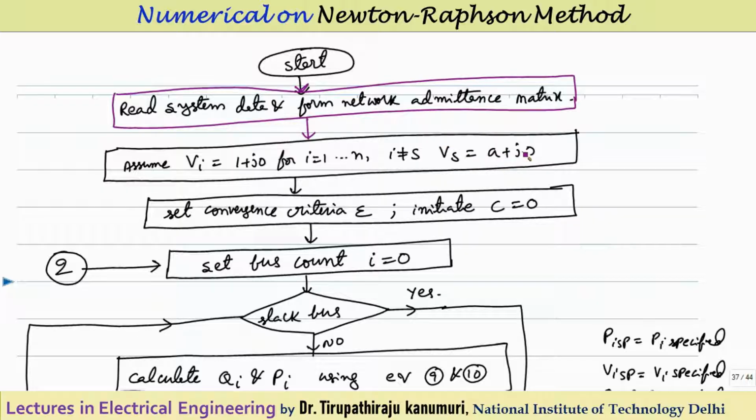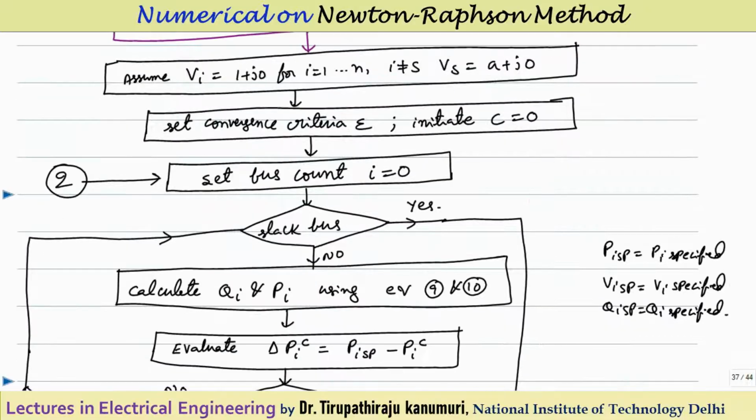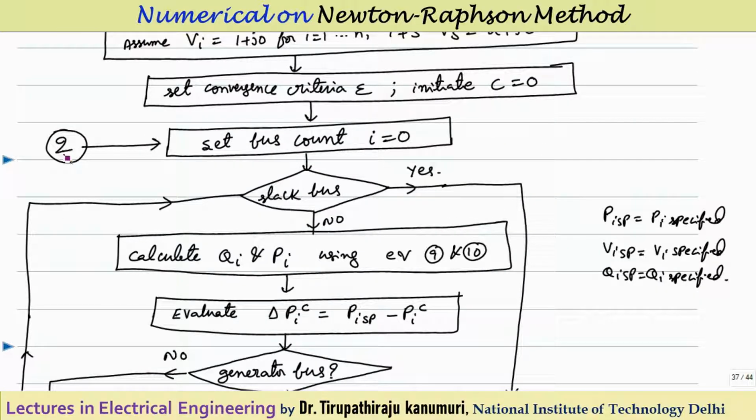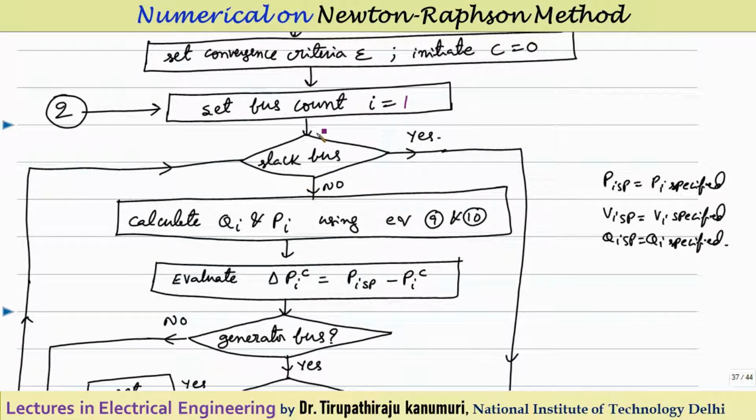That means A plus J0, and we have to set the convergence criteria and initialize the iteration count equal to 0. After that, for each iteration, because this will repeat for each iteration, this step will come back once the iteration is over. So set the bus count. The bus count will be 1, right? So set the bus count I equal to 1 and then we proceed further.